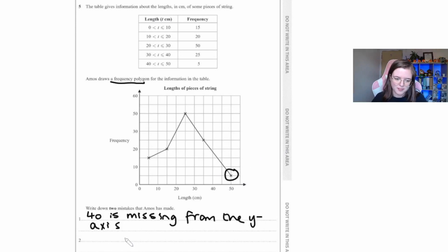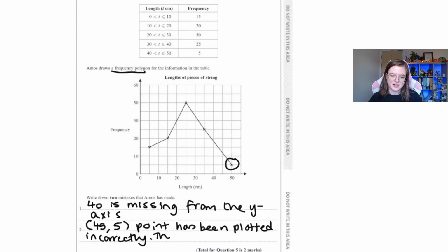So this point, the 45 points has been plotted incorrectly. Then you can put, they have instead plotted 55 instead. And there we are, that will be 2 marks.